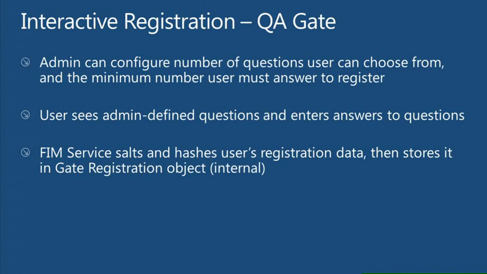So what did we change in the question answer gate? As you know, we had that in FIM 2010. We allowed you to specify how many questions the users had to answer of the questions. We fixed what the questions were. The administrator had to pick the questions. We got a request to allow users to pick their own questions, but we weren't able to get to that in the R2 release. So in R2, the administrator is still picking the questions.